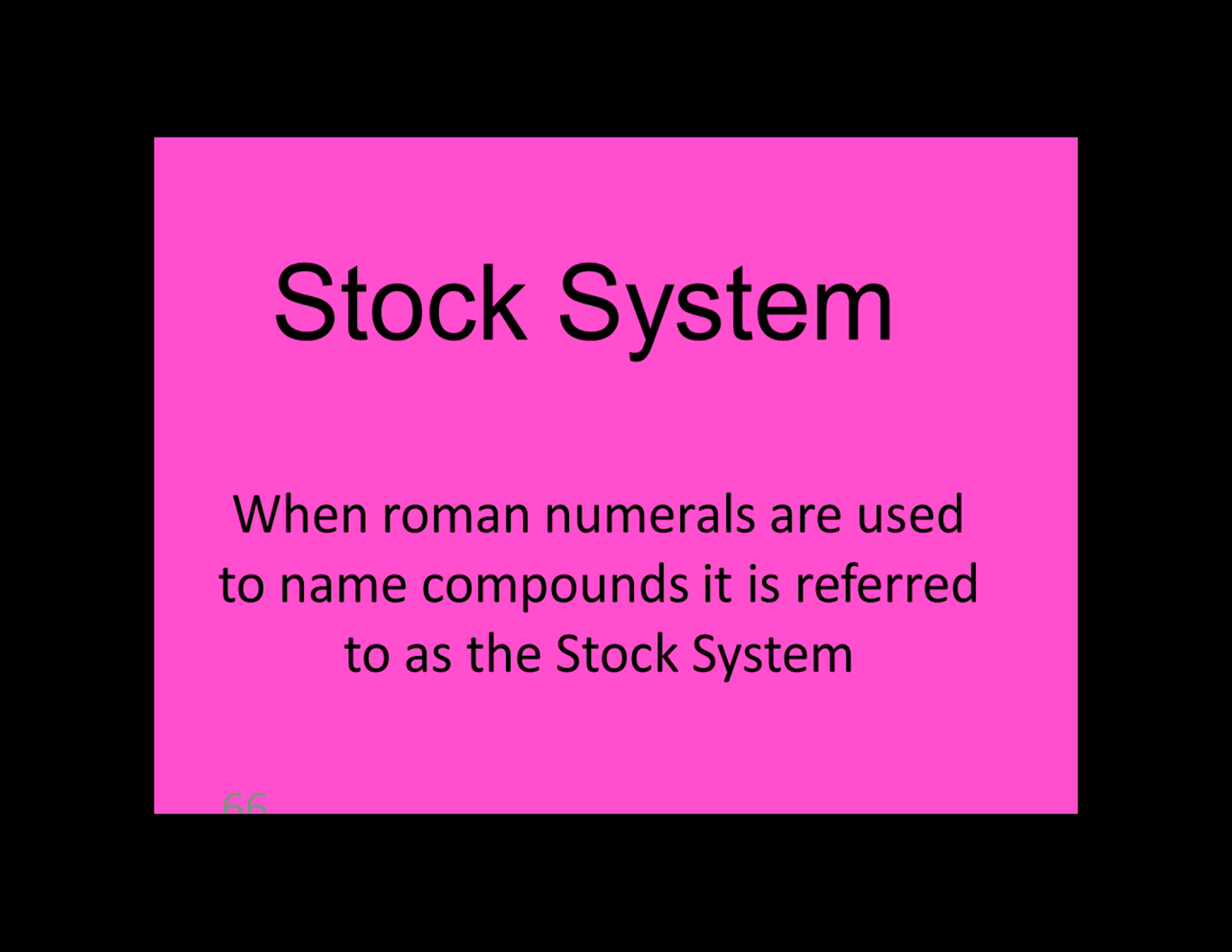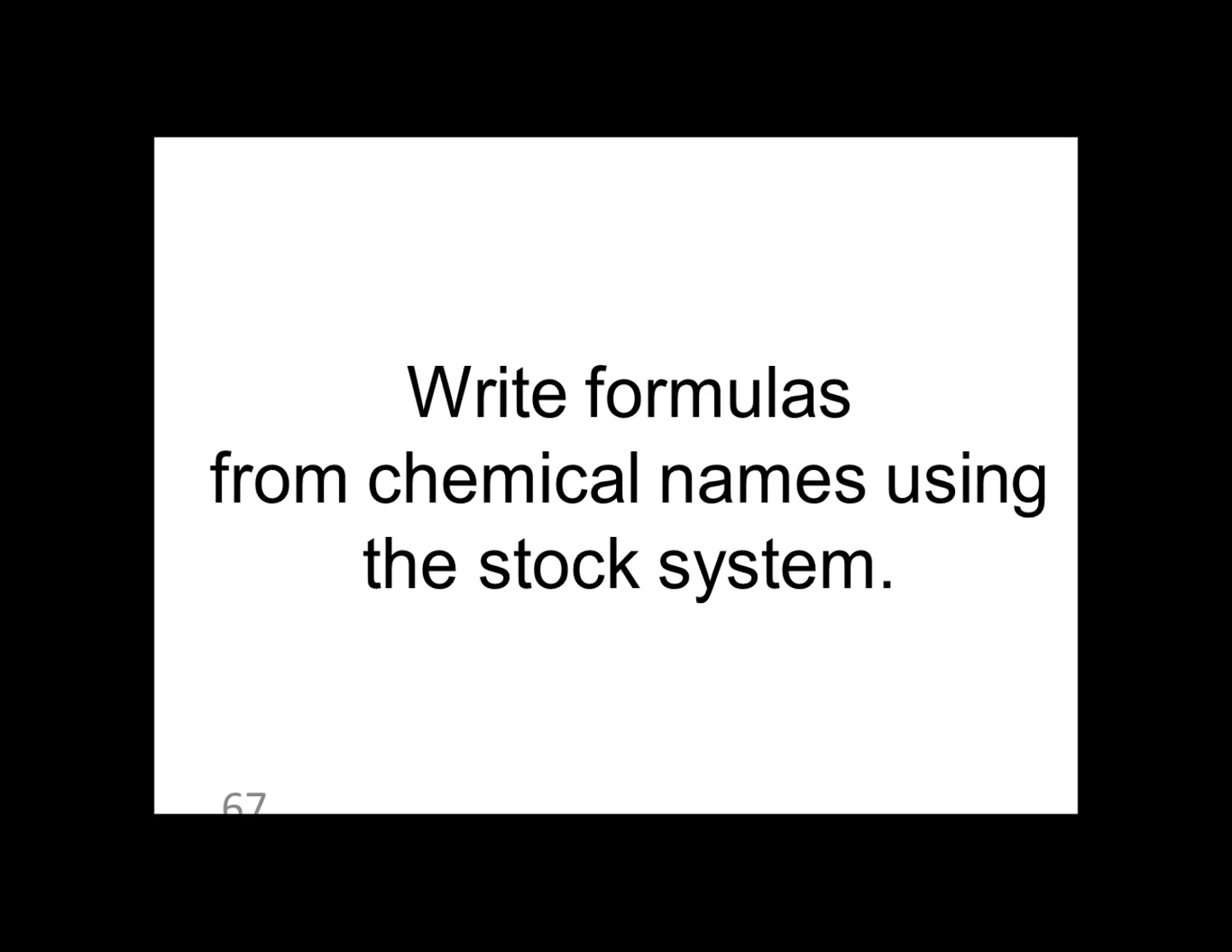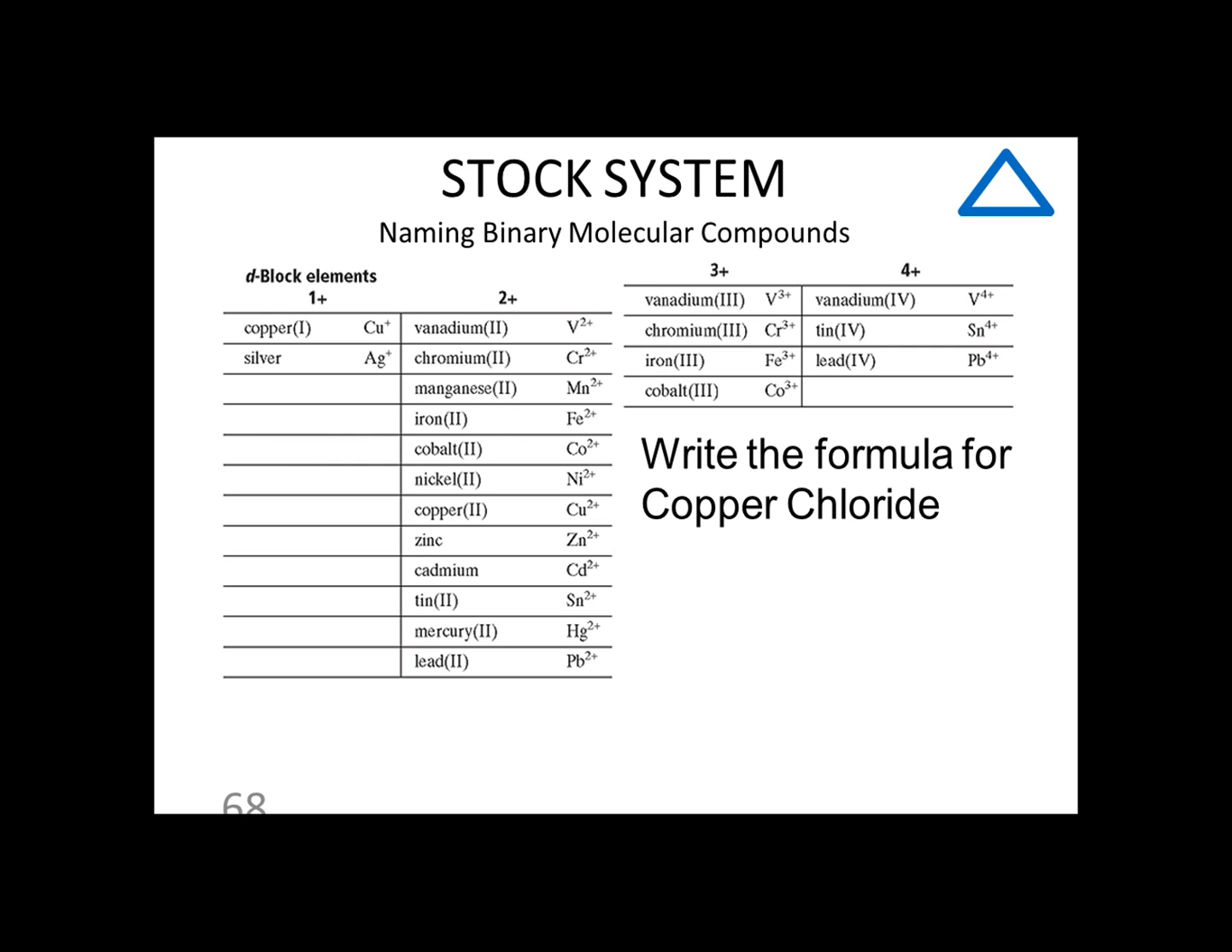All right, stock system. More about the stock system. When we use Roman numerals to name compounds, those Roman numerals in parentheses after the positive ions, that's called the stock system. So we're going to write the formulas for chemical names using the stock system. Again, remember, you can use these charts. We're going to write the formula for copper chloride.